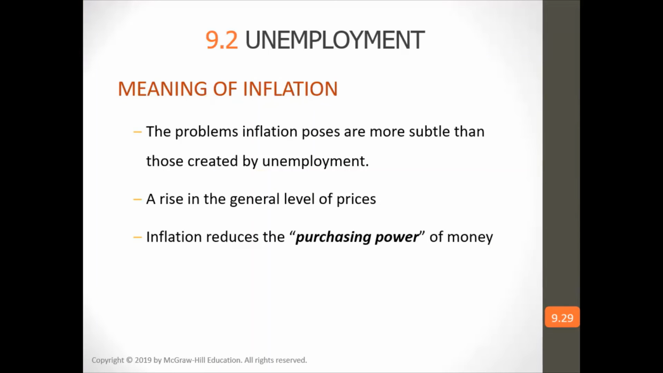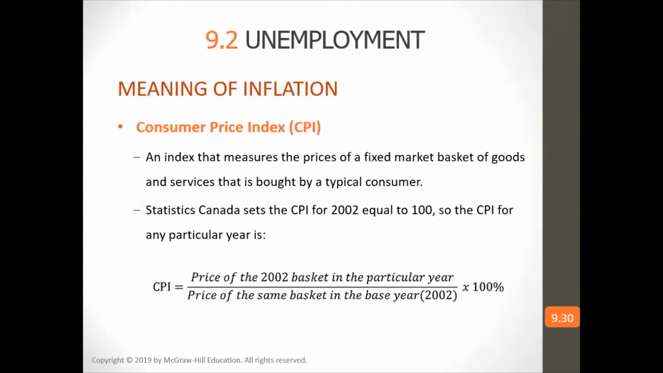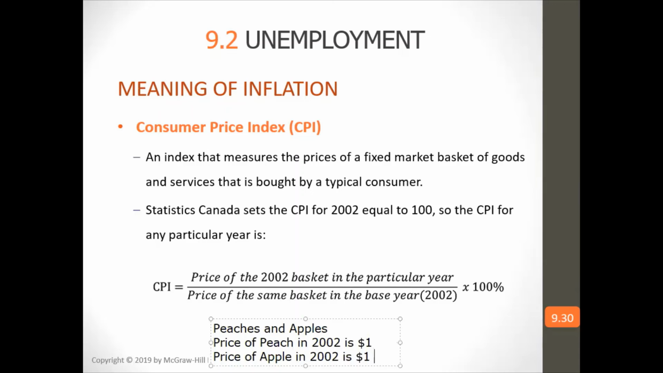So inflation is the rise in price level. So it reduces the purchasing power of money. Consumer price index measures the prices of a fixed market basket of goods. So for example, say you're buying peaches and apples. The price of a peach in 2002 is $1. The price of an apple in 2002 is $1.